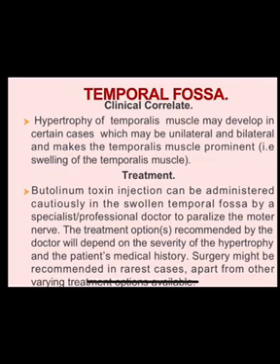So when you have hypertrophy of the temporalis muscle, what actually is the treatment? You could give a botulinum toxin injection. So you have to be careful when you are administering this injection. You give it into the swollen temporal fossa, and it's usually done by a doctor. It's done to paralyze the motor nerve. Usually it depends on the severity of the hypertrophy and the patient's medical history. In some cases, surgery may be recommended aside from the injection of the botulinum toxin.